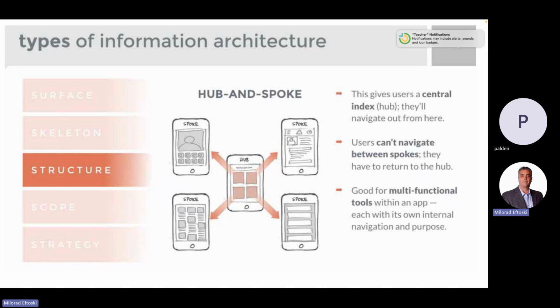Users can't navigate between spokes. They have to return to the hub. Pay attention to that one. If you go to your settings or to your pictures, the only way to go back is to your main hub. You can't go from here to there. You can only go back to the main page to get to the next one. That's how the hub and spoke method is implemented.